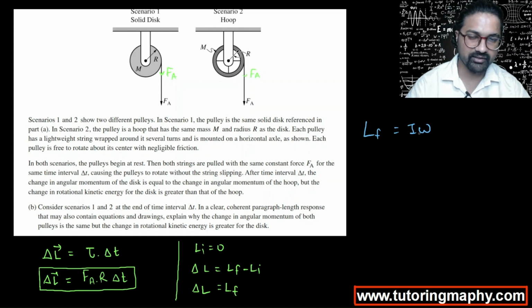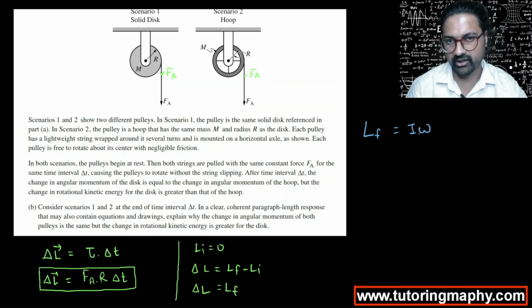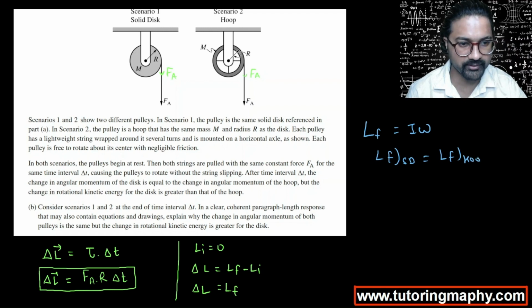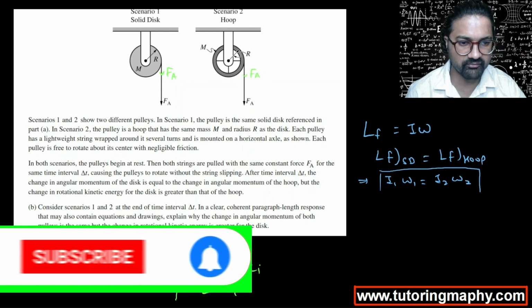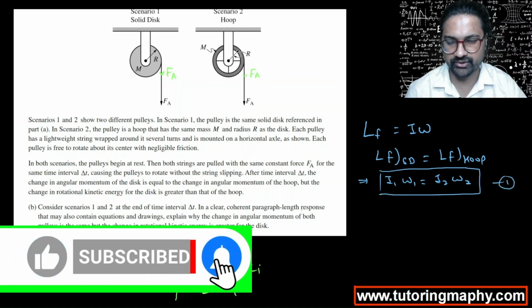So we know that the angular momentum for both is the same, because the change of both is the same, and change is equal to final. So the final momentum of both these bodies is the same. So L final of the solid disk should be equal to L final of the hoop, and L is I omega. So can we say that I1 omega 1 is equal to I2 omega 2? Let's actually keep it like this. If required, we'll manipulate further.